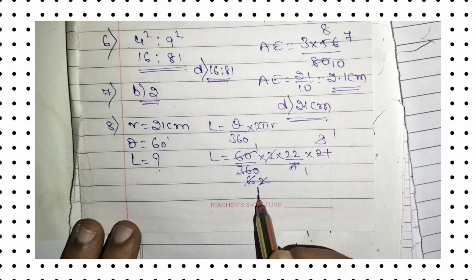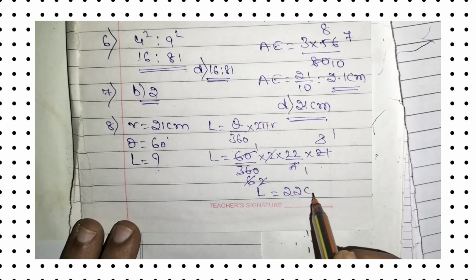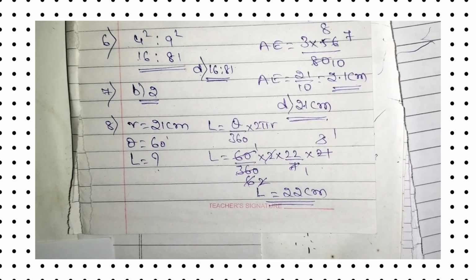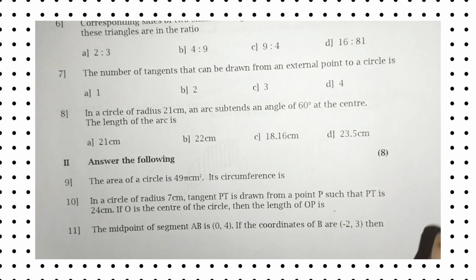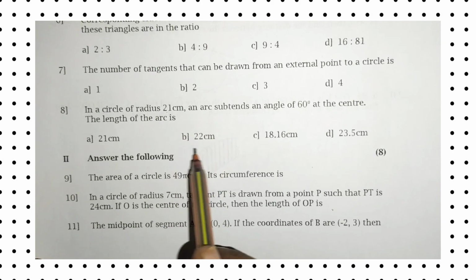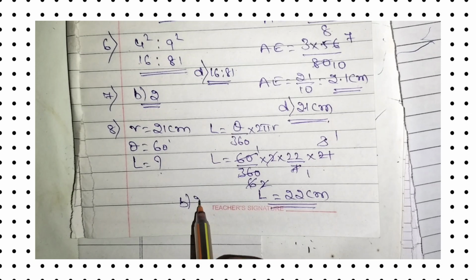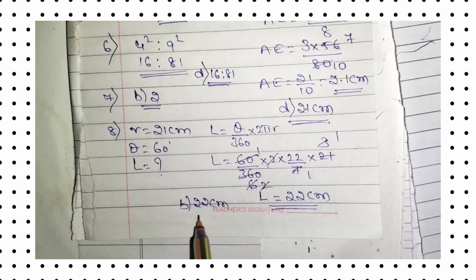6 ones are 6, 7 threes are 21, 3 twos are 6, 22 remains. So length of an arc is equal to 22. So length of an arc of a sector is equal to 22 centimeter. ಹಾಗಾದರೆ ಇಲ್ಲಿ ಆಪ್ಷನ್ ನೋಡೋದಾದರೆ, ಸೊ ಆಪ್ಷನ್ ಬಿ ನೋಡಿ 22 centimeters. So this is the right answer for 8th question. Option B, 22 centimeters is the right answer.